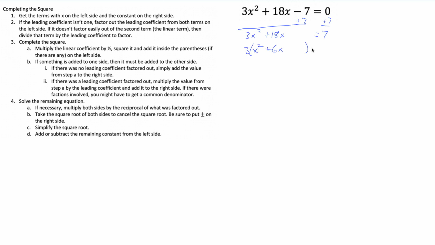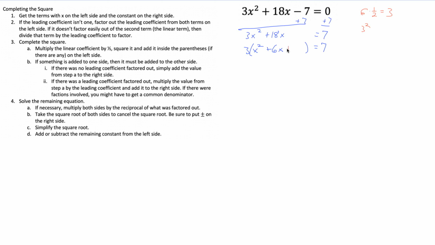And we're still going to leave that gap and close our parenthesis, equals 7. We're going to complete the square, so we're going to do steps A and B. So what we do, multiply the linear coefficient, 6, by 1/2. So 6 times 1/2, that's easy. 6 times 1/2 is 3. And we're going to square it, and add it inside the parentheses.